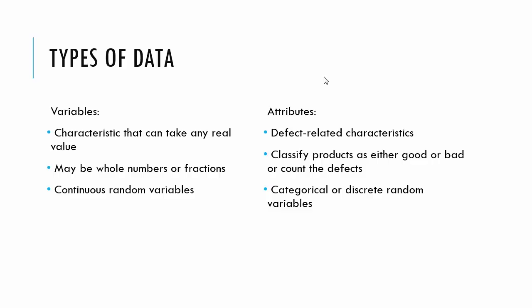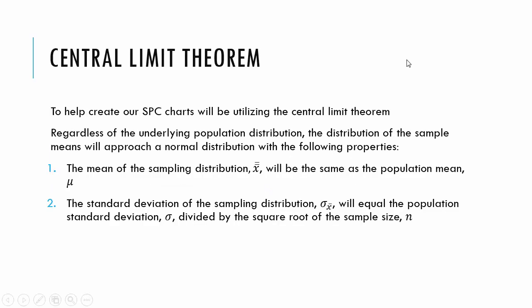The outcomes are measured as either good or bad, or at times we count the number of defects within the output. Attributes are defect-related characteristics. Regardless of the type of distribution that our outcome measurements result in, that's discrete or continuous, our goal is still the same. We want to create SPC charts to help us determine whether or not the process is in control.